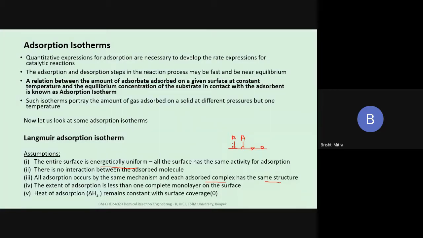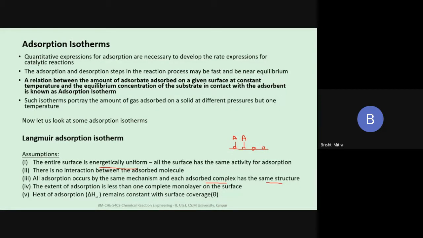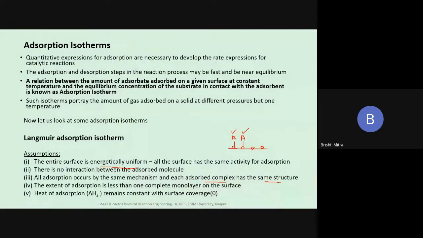That means when A is getting adsorbed on the site and another A is getting adsorbed on the second site or the third site or the fourth site, each of these adsorption processes is identical in terms of the mechanism. And each of these has the identical structure. So whether we are looking at this species or this species, they are identical to each other. There is no difference between them. So there's a homogeneity everywhere. The extent of adsorption is less than one complete monolayer on the surface. The maximum amount of adsorption you can have is a monolayer, and usually it is less than one monolayer on the surface of the solid.